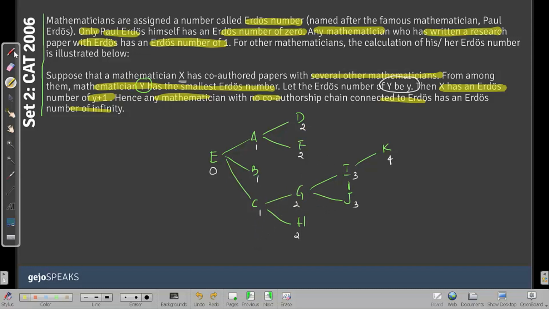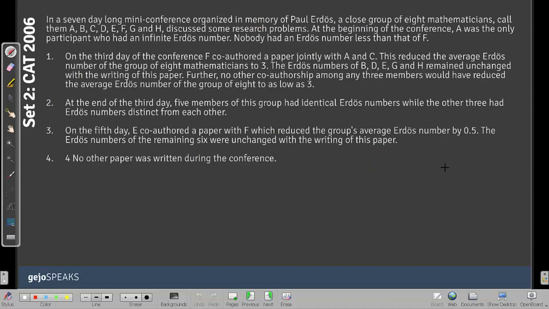So once you do it, it is a simple addition that happens. All you have to do is take the lowest number, add 1. That will be the new Erdos number. So whoever is around there will have an Erdos number which is: take the lowest one and add 1 to that. So once you've understood this particular part, let's go ahead and look at the setup.